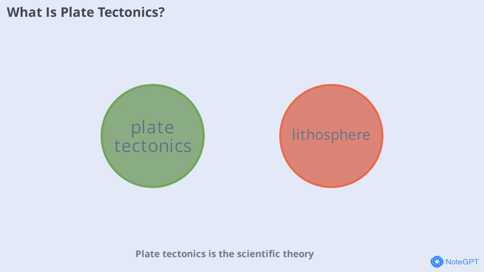Plate tectonics is the scientific theory that explains how the Earth's outer shell, called the lithosphere, is divided into several large and small plates. These plates float on the semi-fluid layer beneath, known as the asthenosphere. The movement and interaction of these plates are responsible for many geological events and features, such as earthquakes, volcanoes, and mountain ranges. This theory has become the foundation for modern geology, helping scientists understand the ever-changing nature of our planet.